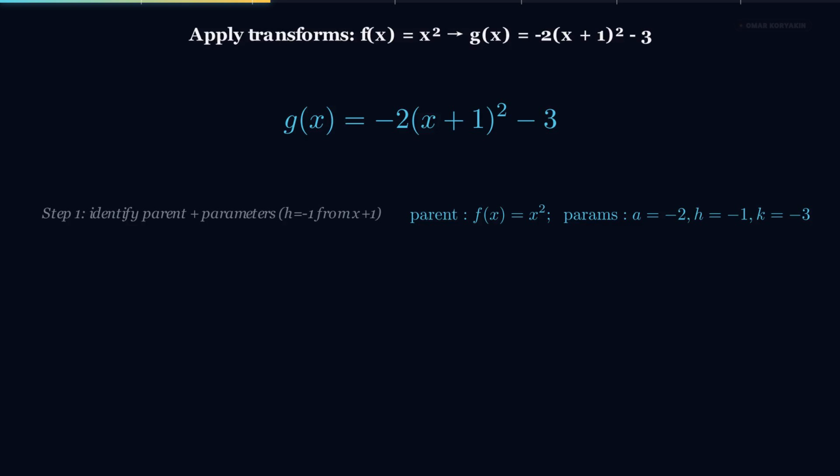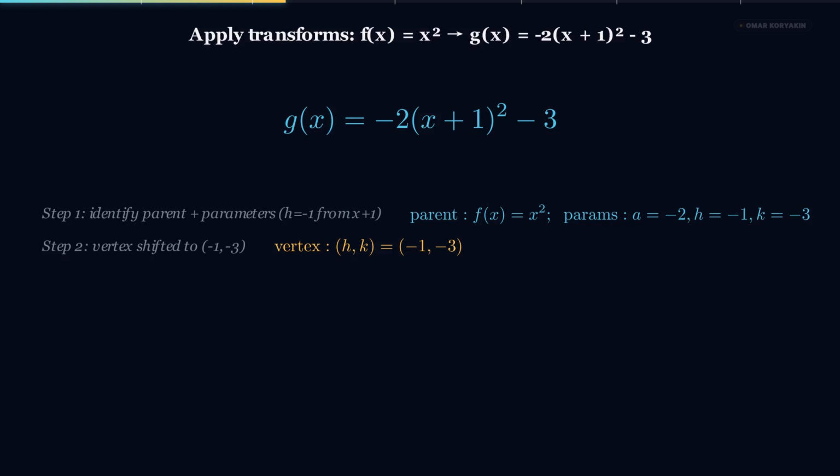Step 1. Identify the 4 parameters by matching to the general form a times f of the quantity x minus h, plus k, with b equal to 1. Reading the expression, a equals negative 2, h equals negative 1, because the formula has x plus 1, which equals x minus negative 1, and k equals negative 3.